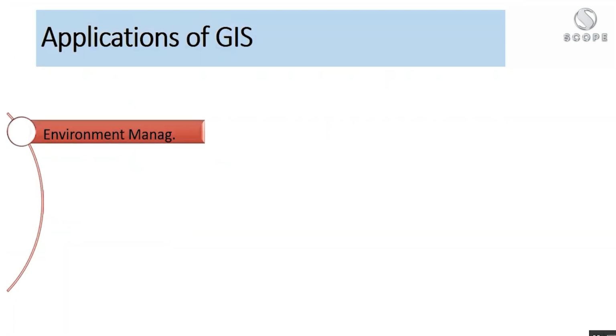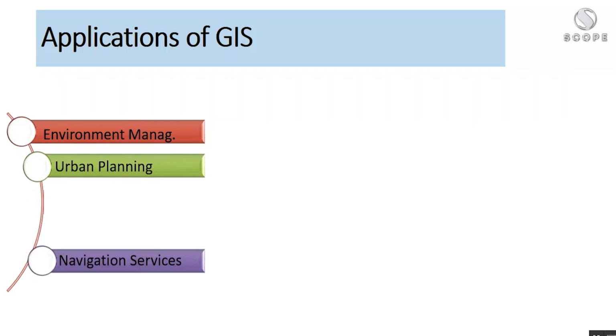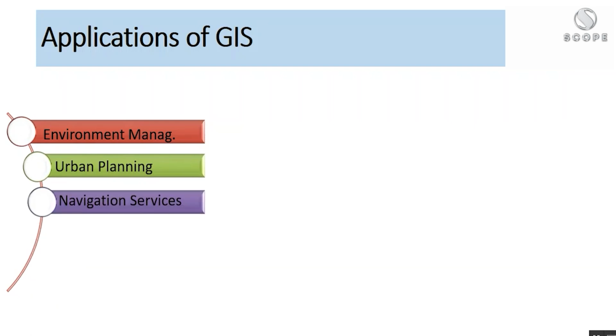There are many applications of GIS. In environmental management, we can consider the last example, forest cover change, as one kind of application of GIS. Urban planning: nowadays GIS is the most used software in urban planning. Navigation services: like you all use Google Maps. Basically Google Maps is one example of GIS.